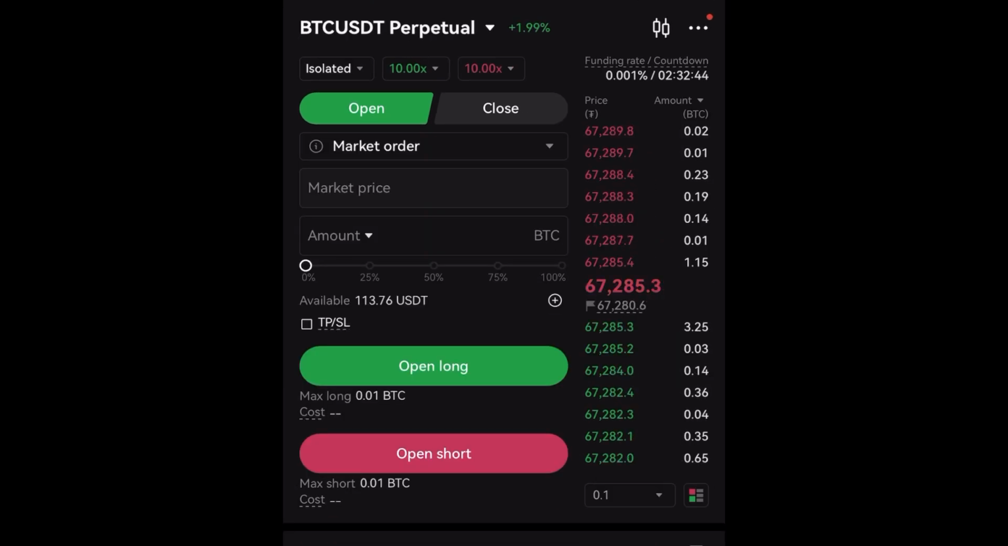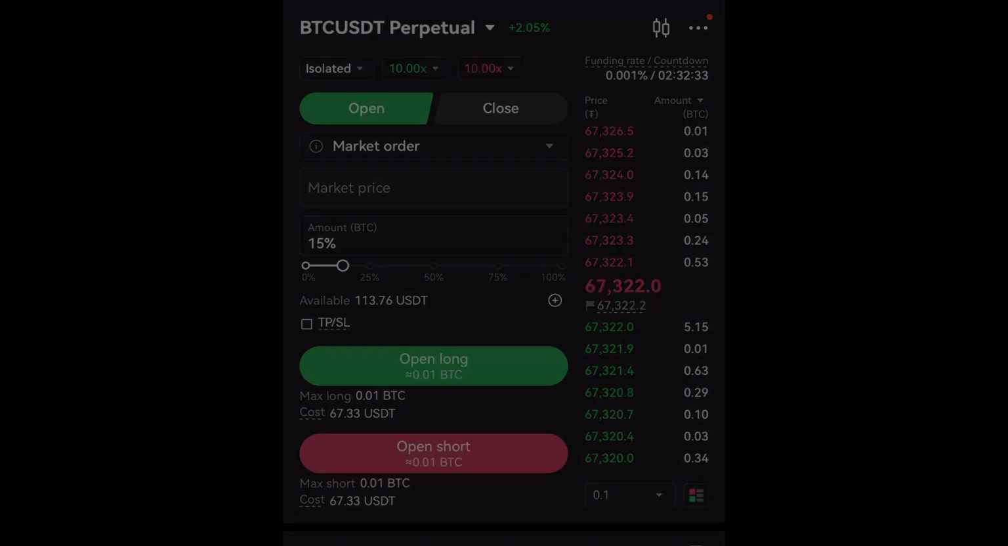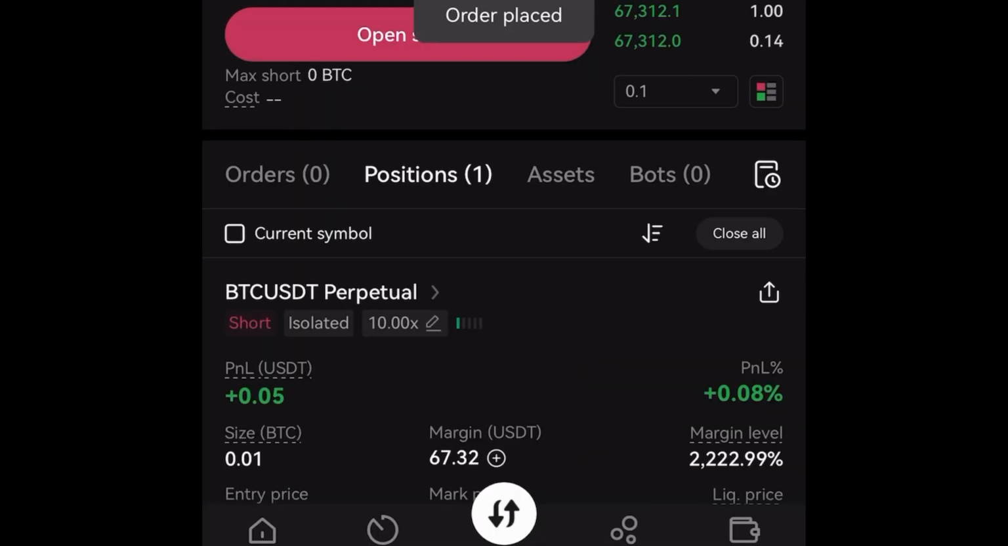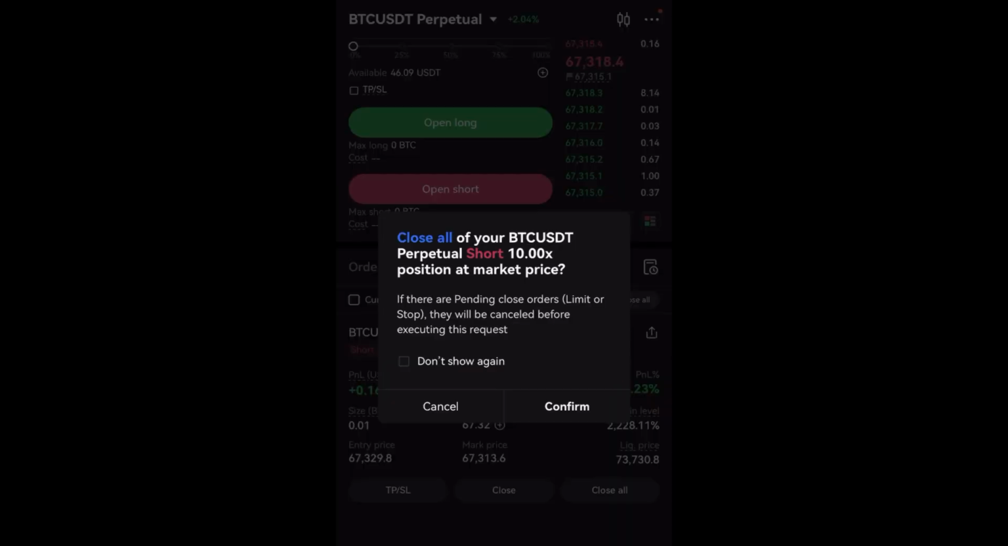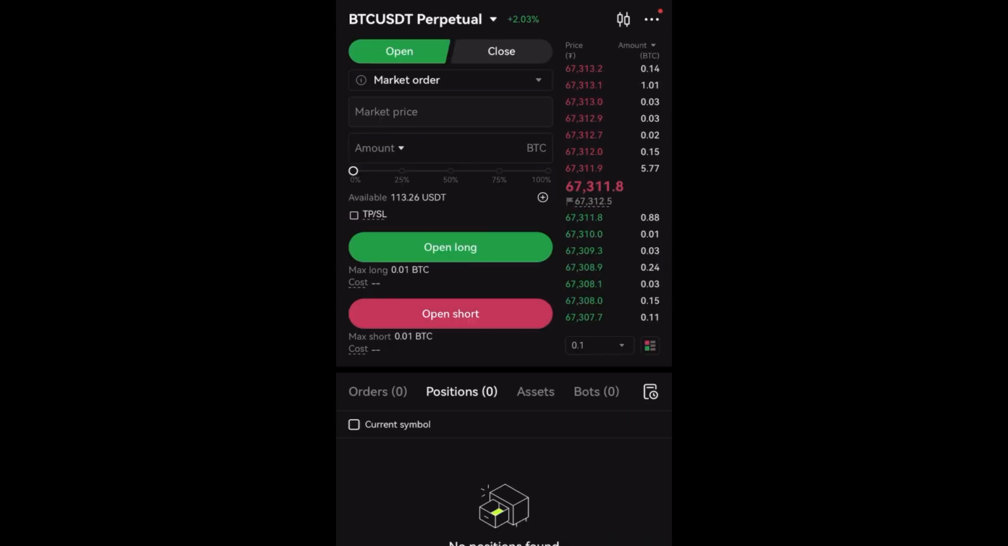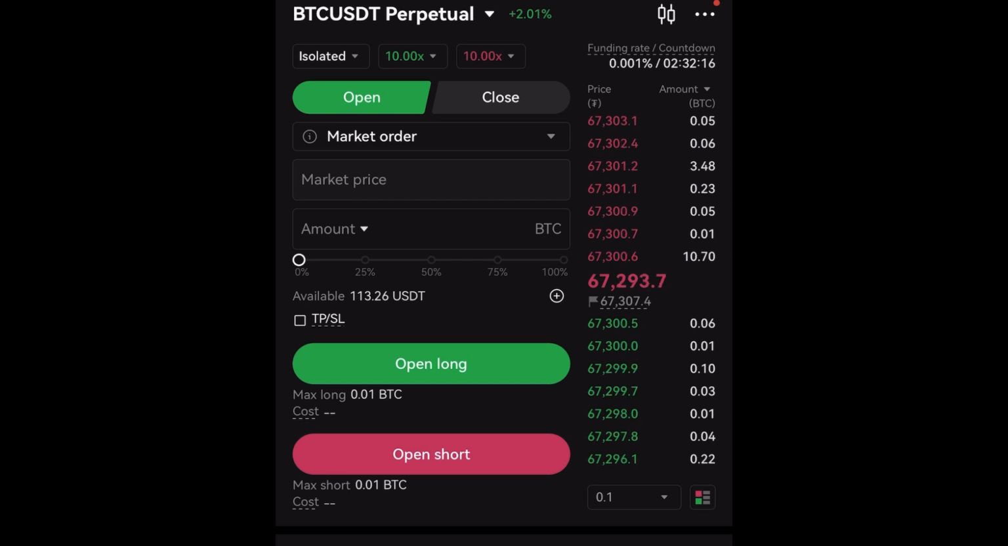Also, you can open a short trade too. If you want to short the market, just click on short. Open the trade by selecting the amount of BTC you want to use to enter the trade, then open short. Once you open short, a short trade will be opened for you, and you'll be able to see the progress of the trade, the profit and the losses, and every other thing. So you can also close the trade, set TP, and all those things. So this is how to trade futures on OKX. It's simple, straightforward, and easy.